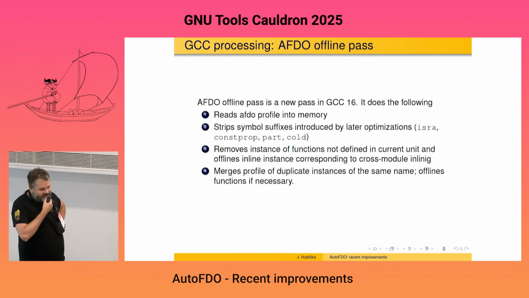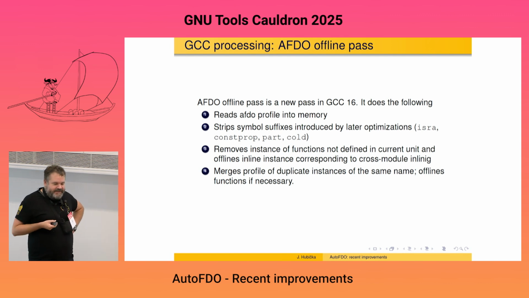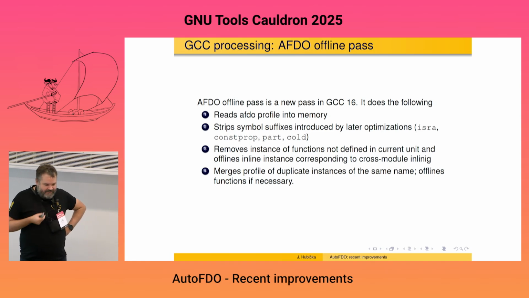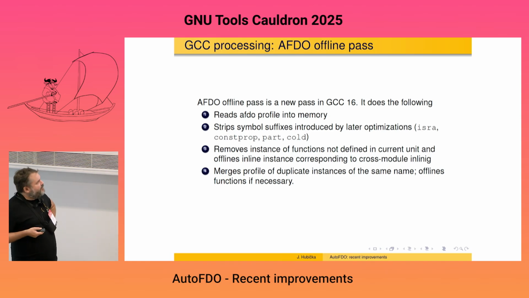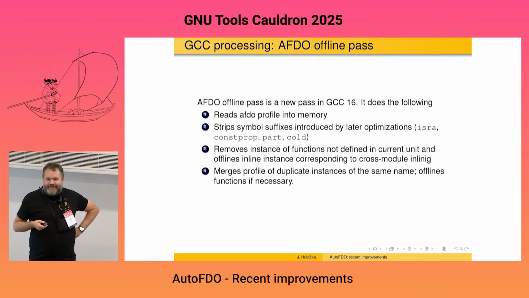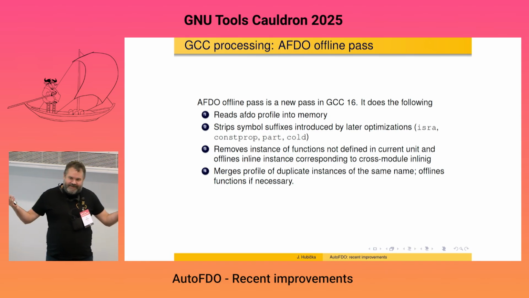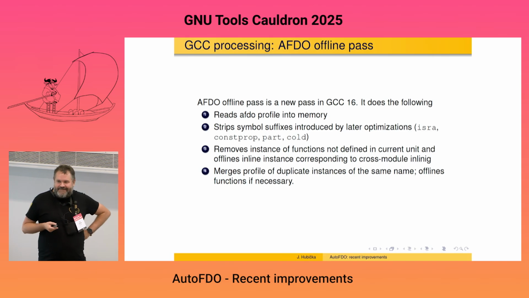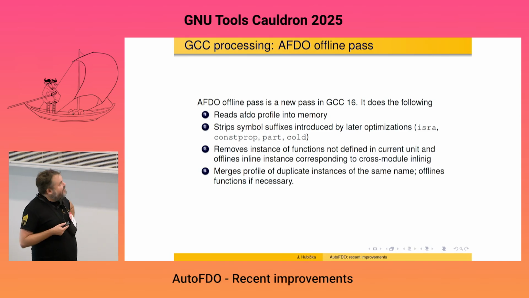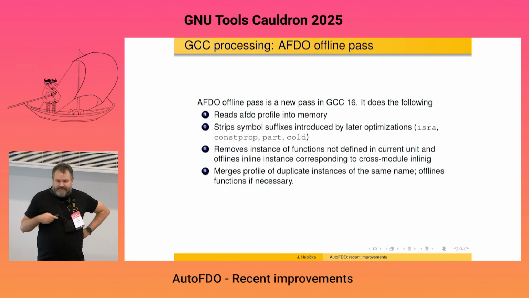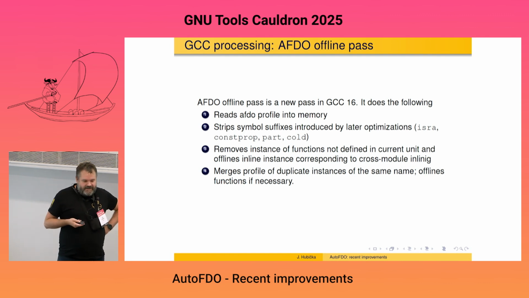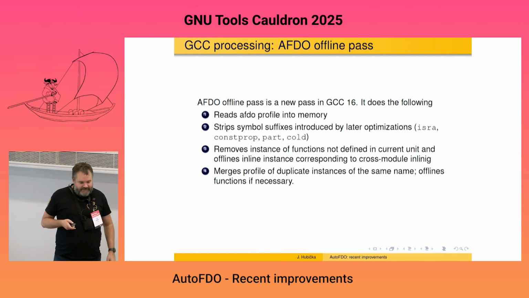Okay, so what happens inside of GCC? First there is a new pass which is called AutoFDO offline. And AutoFDO offline is basically first reading the profile into memory, which is already a problem because if you have the full profile of Clang, you read into memory like 30 megabytes of data. The second thing is that it is stripping the symbols because GCC is introducing some suffixes of the functions at the late compilation, so it takes them away. As a result, it gets duplicated appearances of the functions.